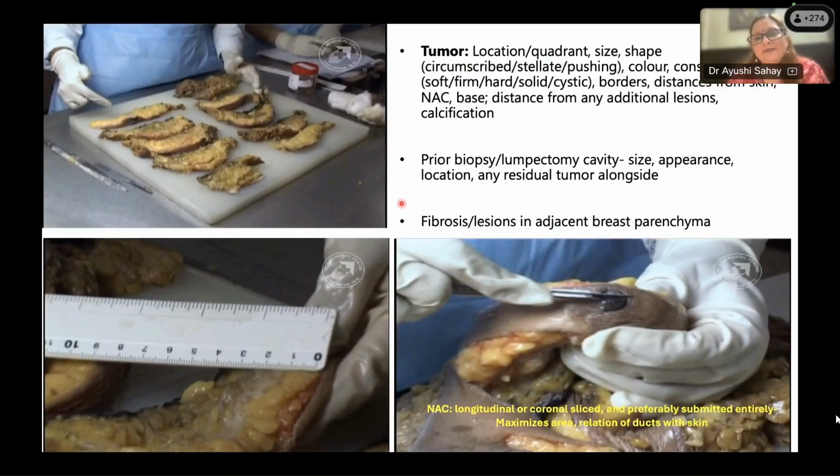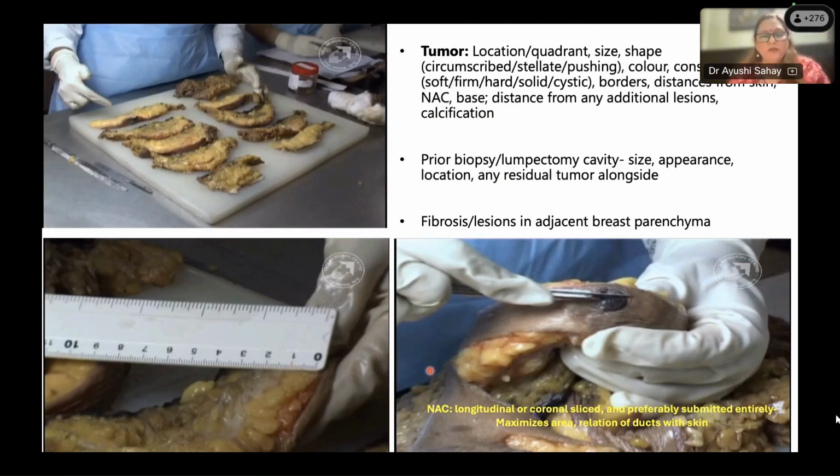Is it circumscribed, stellate, pushing, the color and consistency, the borders or distance from the skin, and the various other landmarks such as nipple areola complex and base, and any other additional lesions you can identify in the breast. You have to look at this point. If you can see the prior biopsy or lumpectomy cavity size, you have to identify any kind of cavitary changes or defect in the overlying skin or a scar, and any residual tumor, and then adjacent breast parenchyma.